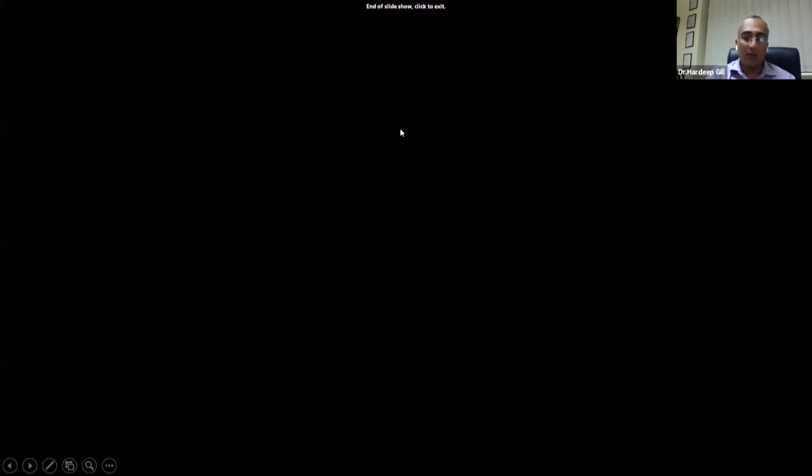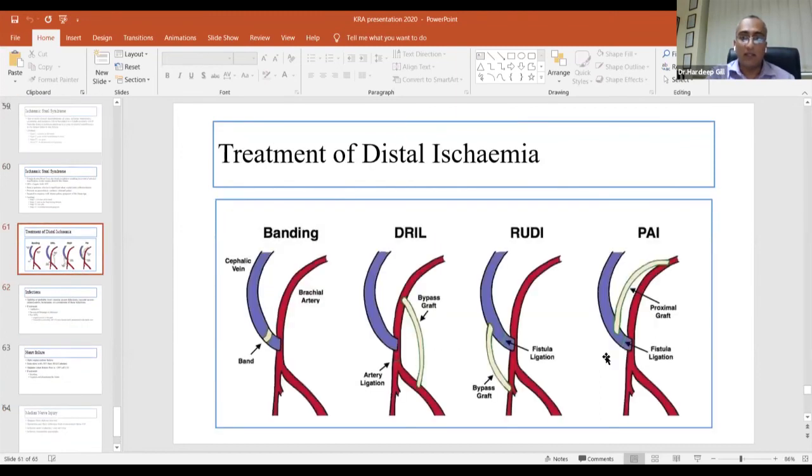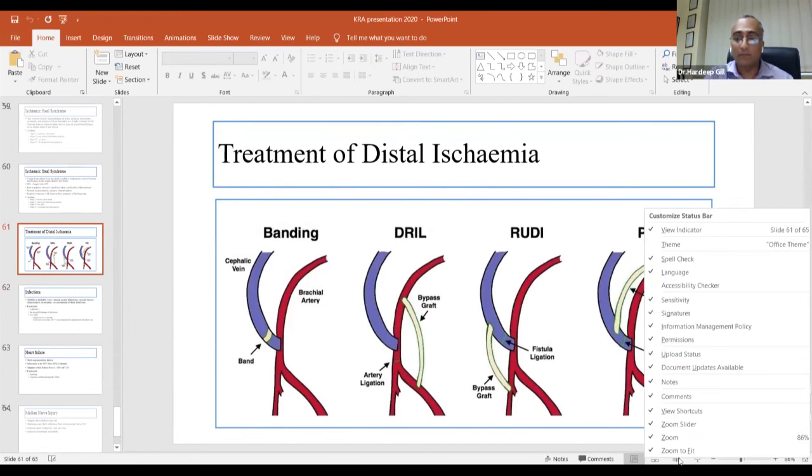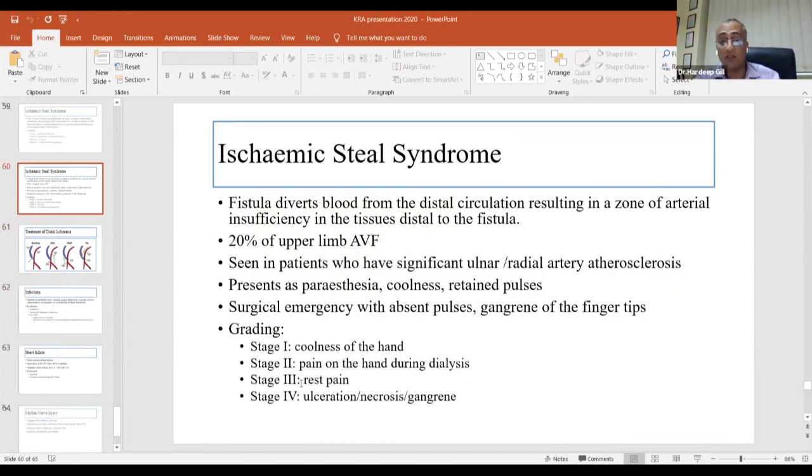In fact, I can just show it. Where's that slide? This one, if you can still see it over here. So these are the procedures that we can do if a patient's symptoms of coolness of the hand or pain on the hand during dialysis doesn't settle. However, we reserve this for patients who actually have rest pain or ulceration, because it's a tough procedure and they actually have to have severe indications. Just pure coolness or slight pain, which doesn't really affect them much, I think we just observe them.